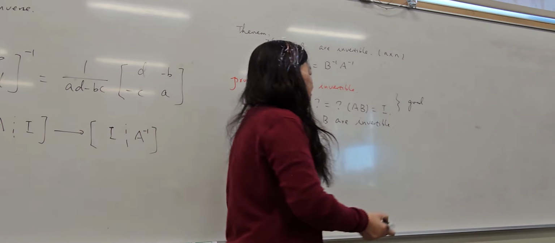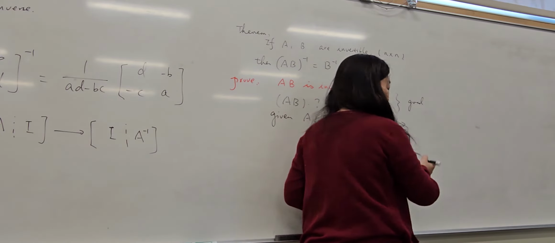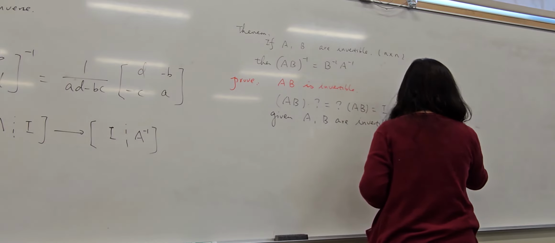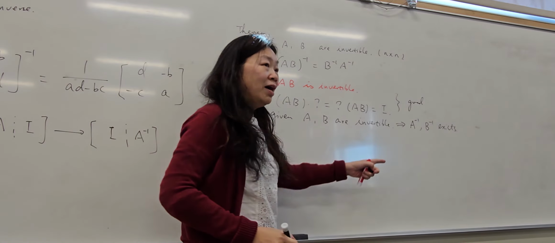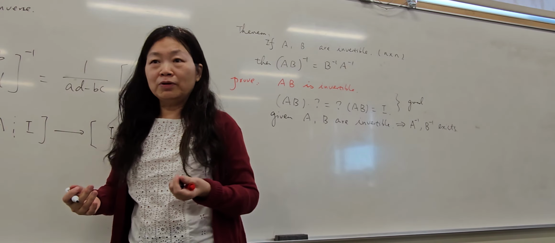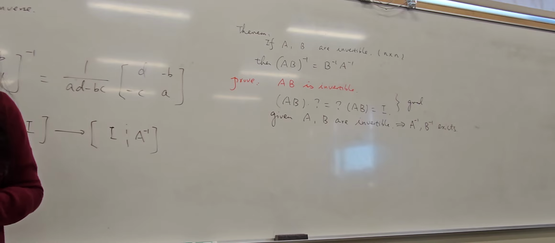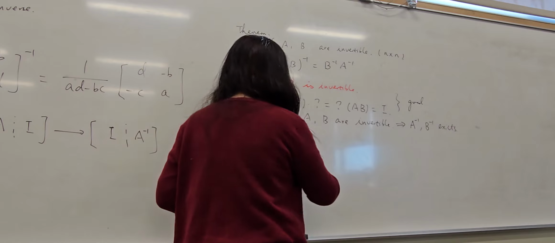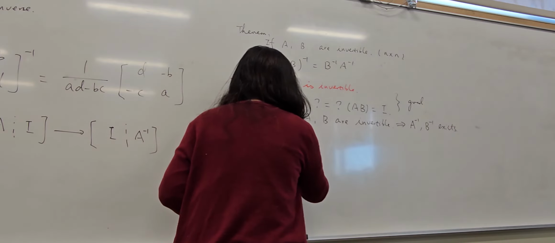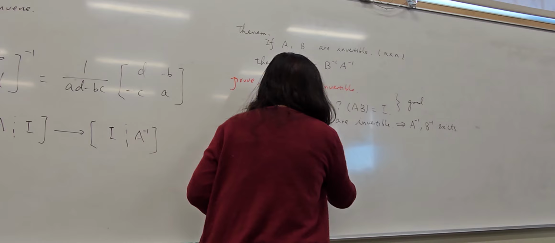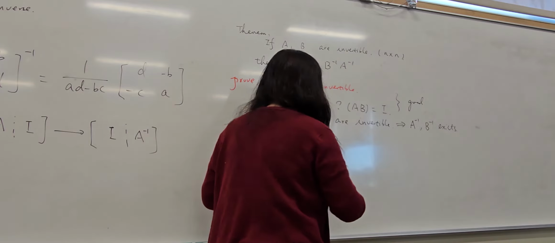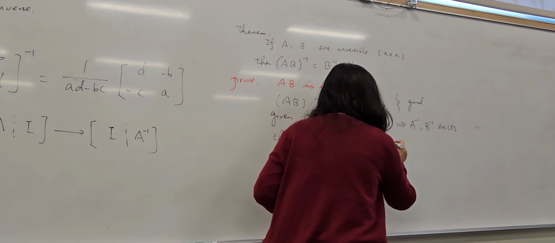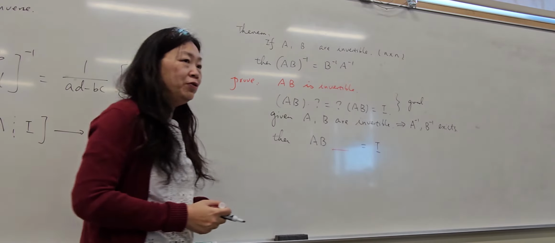Given A and B invertible, that means A inverse and B inverse exist. So that means these two exist. You're invertible, so your inverse exists. Make sense to you guys? Now, answer yourself this question: AB times what will equal I?